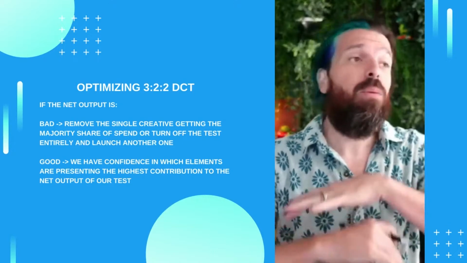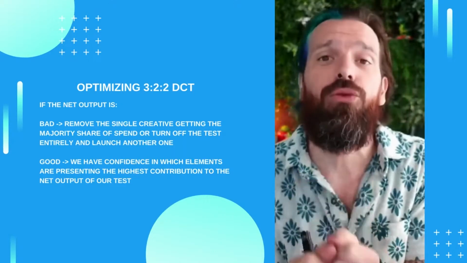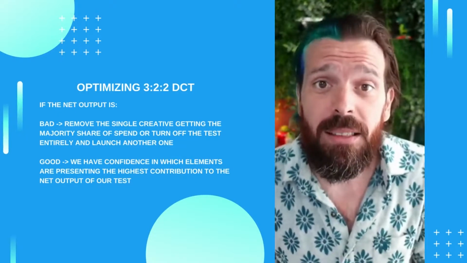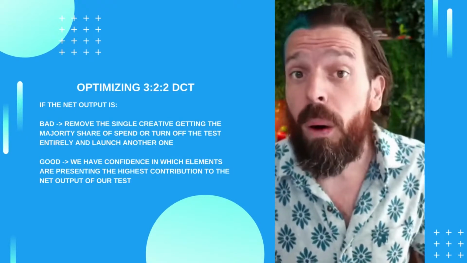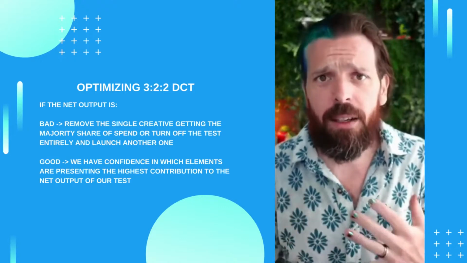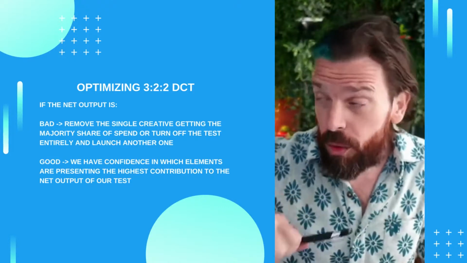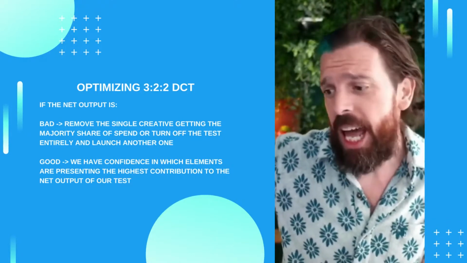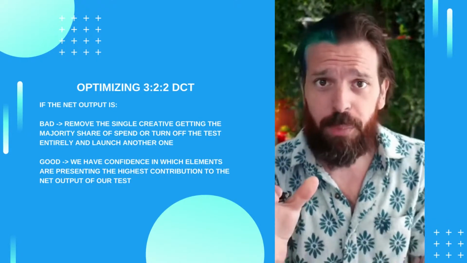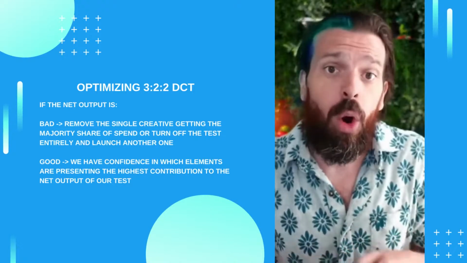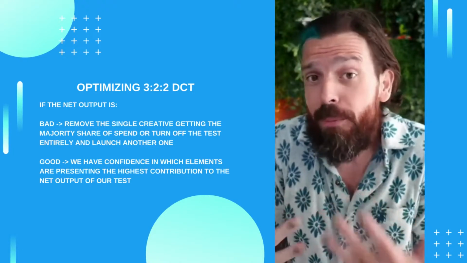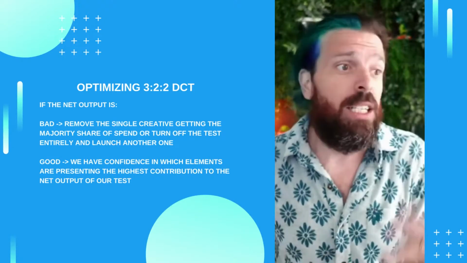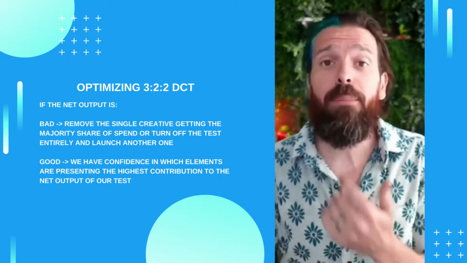Optimizing DCTs with the 3-2-2 method is extremely simple. If the net output is bad, turn off that DCT, or go in and find the single element by breaking down, in the breakdown sections, the dynamic creative elements: the copy, the headline, the creative. What's getting all of the spend and then just not delivering good results? Where do you, maybe on purpose, maybe not, have some clickbait? Let's get rid of it. Super easy. Something's getting 80% of the spend and I'm unhappy with the output.